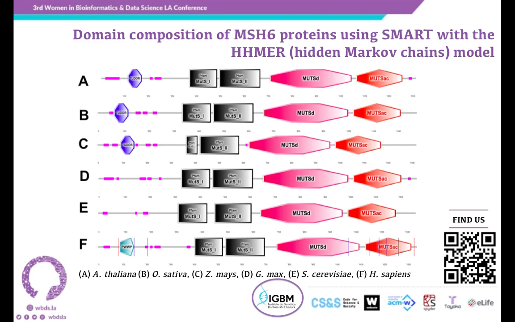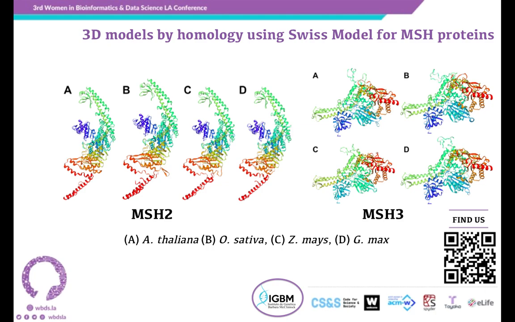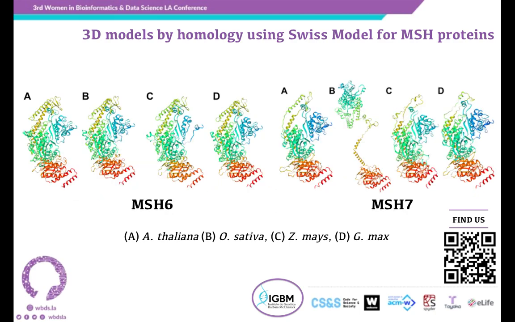Here you can see the domain composition of MSH6 for the different studied species. Here there are 3D models by homology using Swiss-Model for MSH2 and 3. And here for MSH6 and 7.